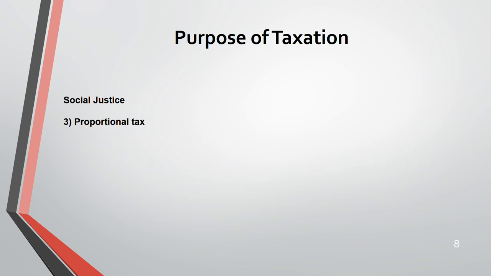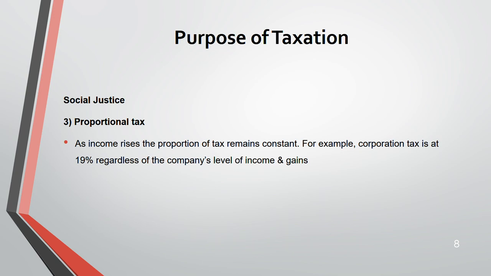Third one is proportional tax. Proportional means as your income increases, your proportion of tax remains constant. One example is corporation tax, which we are going to cover later on. Corporation tax is, by the way, paid by companies on their profits. It's not paid by individuals. So corporation tax this year is at 19%. Okay. Corporation tax is an example of proportional tax. No matter whatever your level of income or gain, corporation tax is at 19% only.